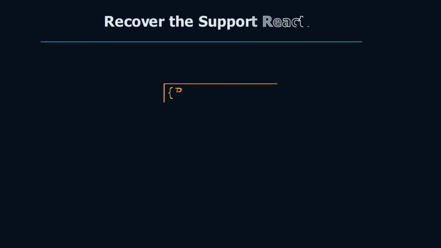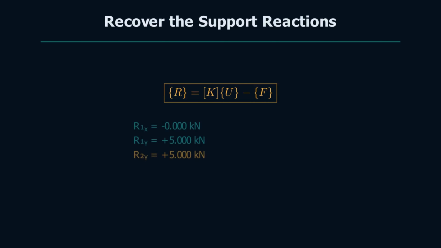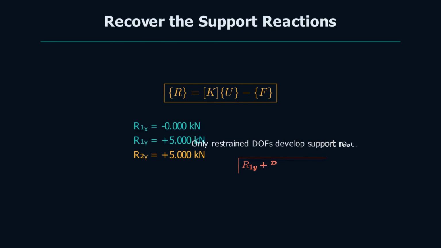Once the displacement vector is known, the support reactions can be recovered from the original full system. The horizontal reaction at node 1 is 0. The 2 vertical reactions are 5 kilonewtons each. These reactions are not additional assumptions. They are calculated from the solved displacement field.